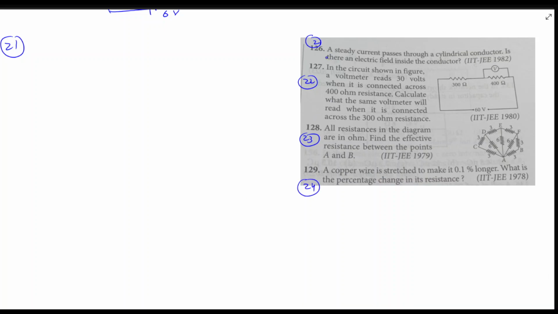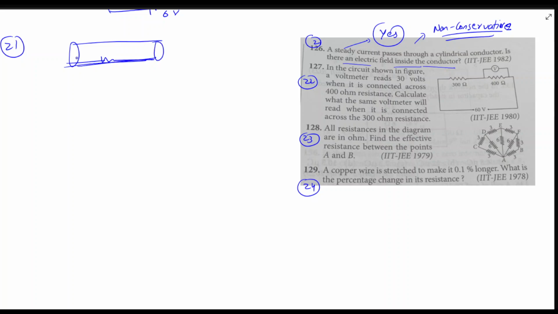Perfect. So in 21, a steady current passes through a cylindrical conductor. Is there an electric field inside the conductor? Yes. Right? And this electric field is actually non-conservative. I have told you in this video, right? It is actually non-conservative. Okay, because it completes the loop. Look, this is our resistance and it is connected with the battery. Now, as this is a conductor, in the electrostatic condition there must not be any electric field inside it. But actually, in this circuit, this is not an electrostatic condition.